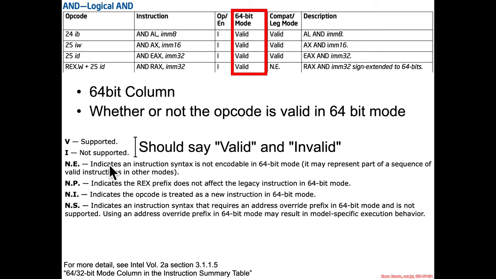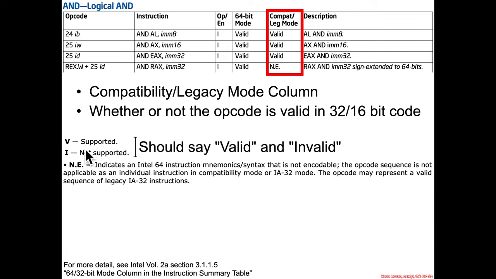So this is from the manual right here, and the V and the I should actually be valid and invalid. And you might see things like NE saying that it's not encodable, NS not supported. So this is the interpretation of this column. Basically the same interpretation, slightly fewer options because it's talking about the old form. So valid, invalid, and not encodable.